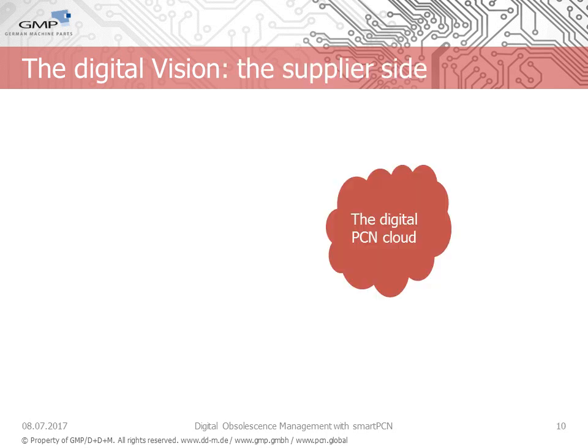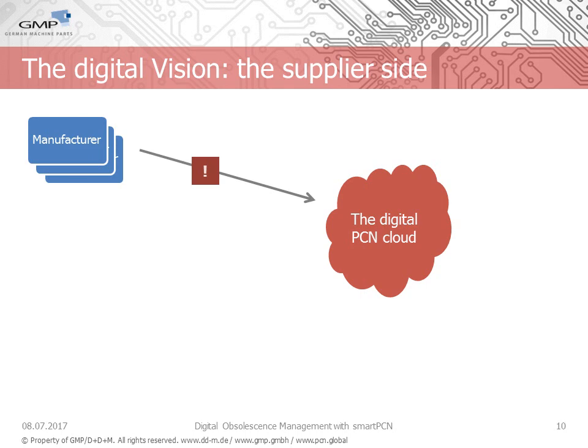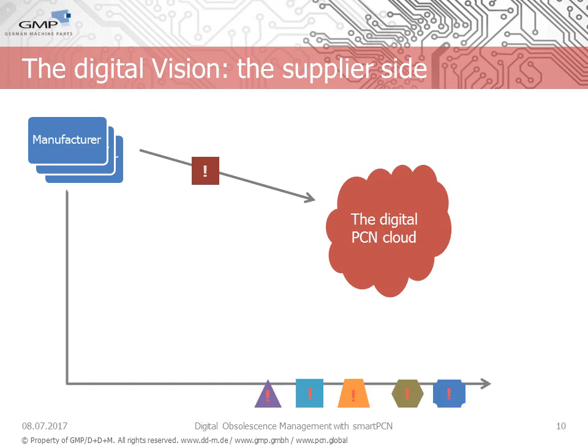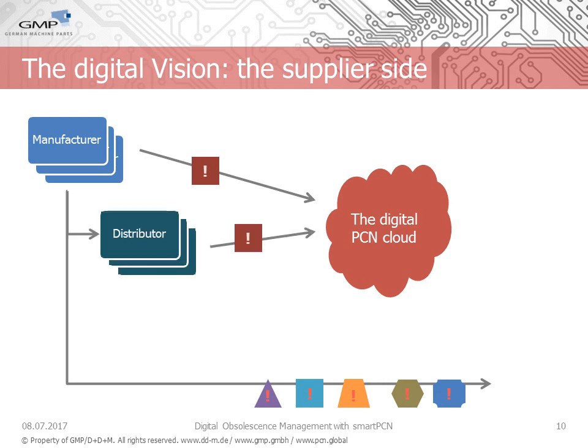But we need a second part for the digital vision, the supplier side. As with many digital systems, it would be good to have a cloud, a database within the internet which contains digital PCN. Therefore, it would be a great thing if manufacturers would provide digital PCN for that cloud. However, not all will do this in the beginning, and they will also provide PCN in the existing analog format. What about distributors? They can also provide PCN because they have to process PCN anyhow. They would also benefit from already existing digital PCN.